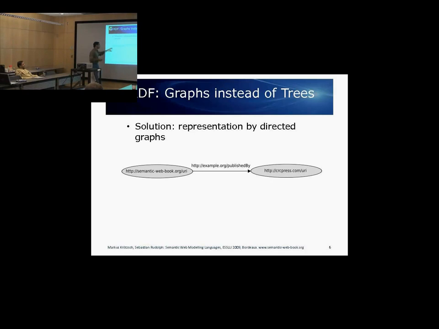I make a node which represents the URI of the book, and then I have a property which talks about who is the publisher, and then the next thing is the actual value of the publisher. If there are any questions, please feel free to interrupt me in between.